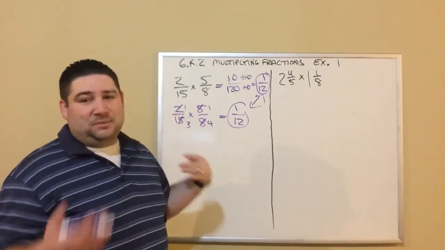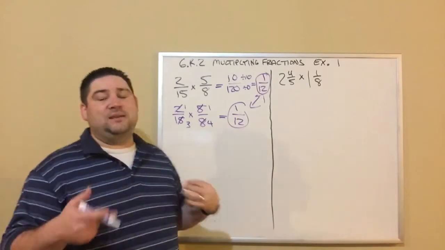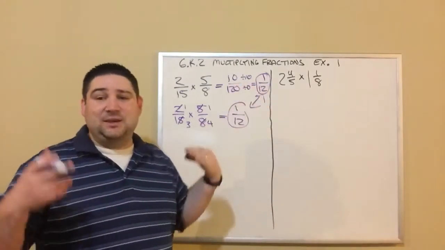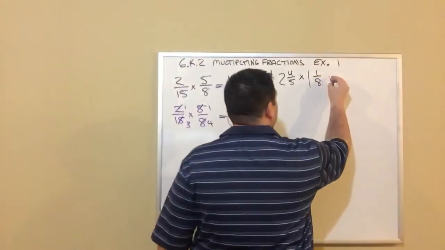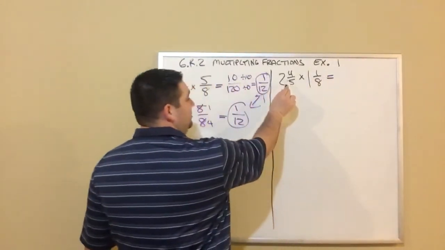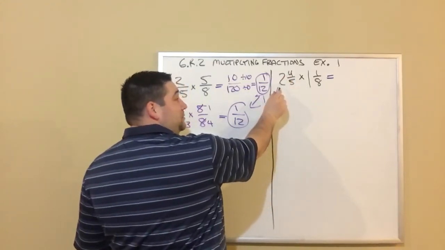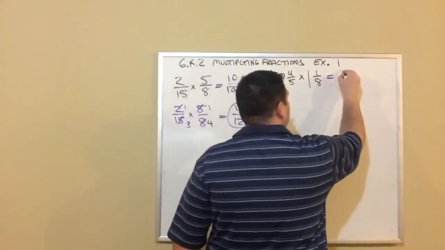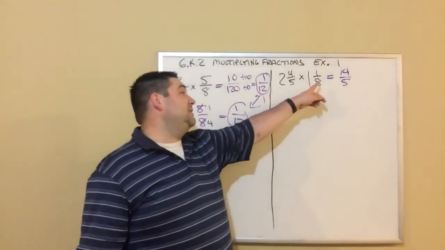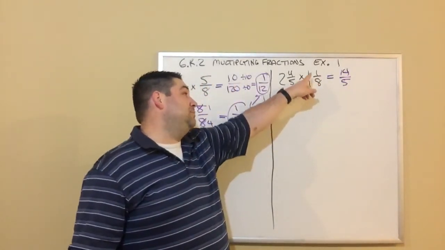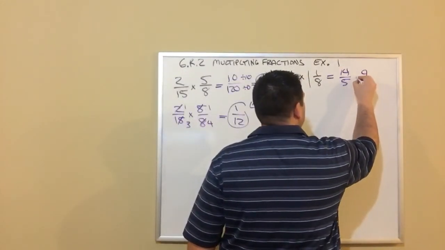This is a mixed number times a mixed number. There is no shortcut here. You have to make them improper. You can't multiply as is. You have to make them improper, then multiply. So remember, to make a fraction improper, you take the denominator times the whole number plus the numerator. 5 times 2 is 10, plus 4 is 14. So that's going to be 14/5. Over here, I got 1 1/8. 8 times 1 is 8, plus 1 is 9. That is going to be 9/8.